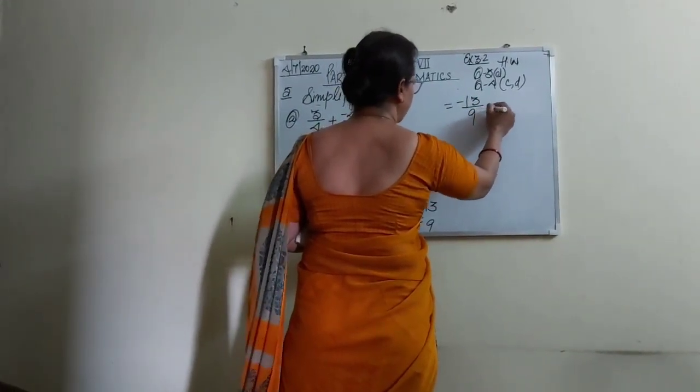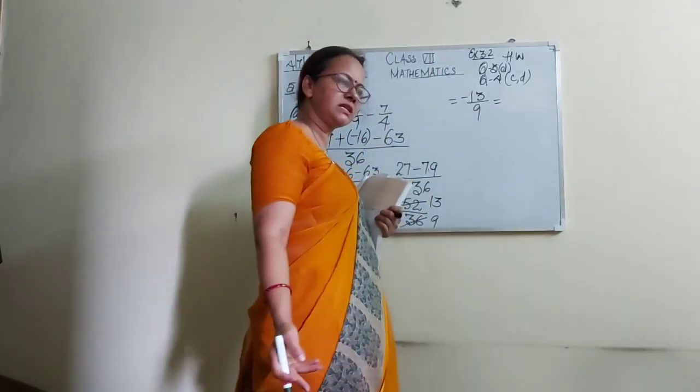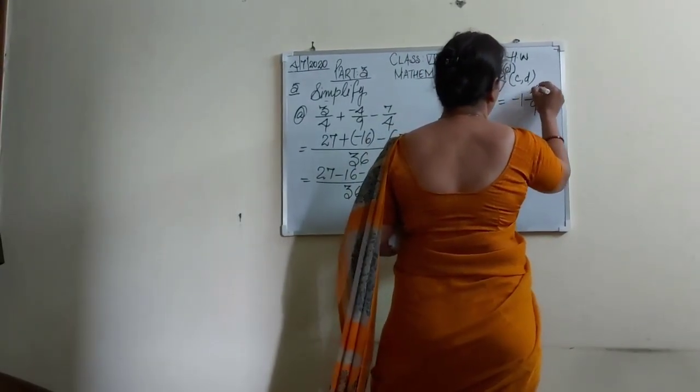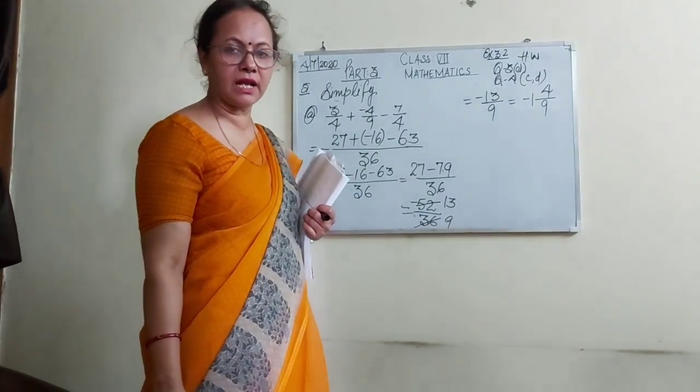Now we are writing it in mixed fraction. 9 ones are 9, 9 twos are 18 is better. So minus 1, and 4 remaining. What will be the answer? Minus 1, 4 by 9. Is it clear?